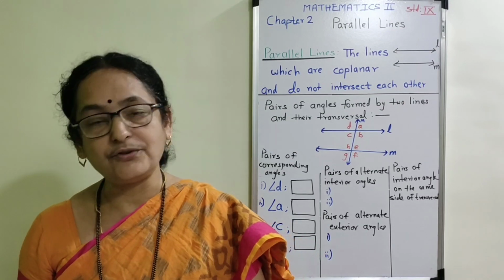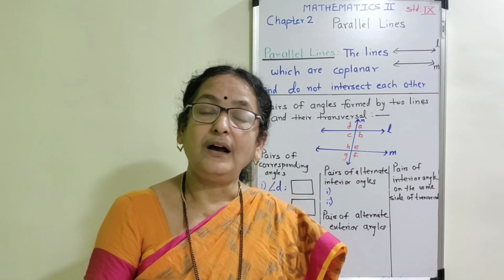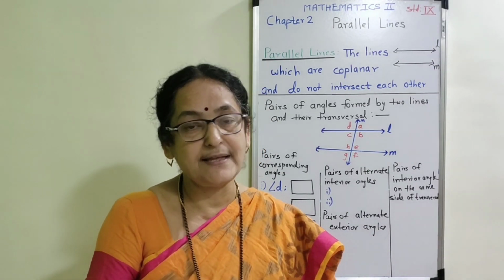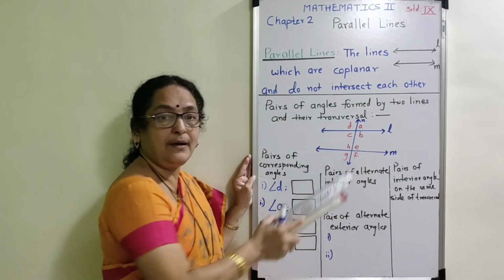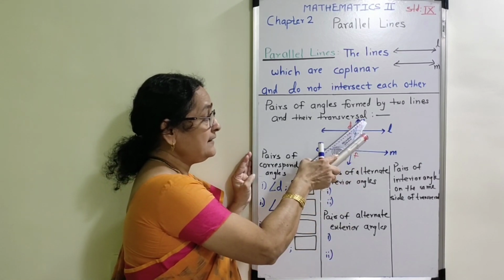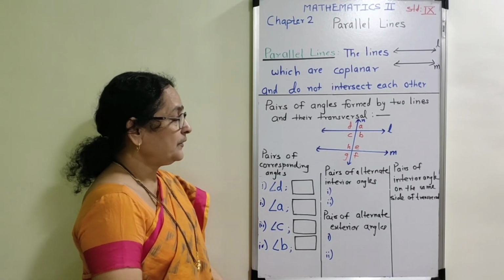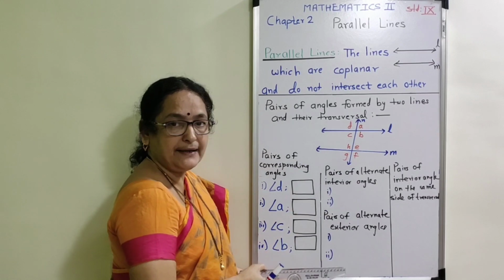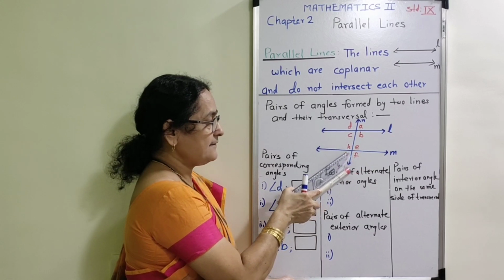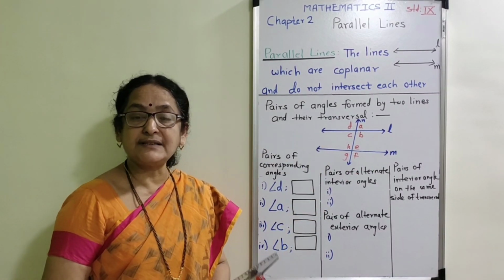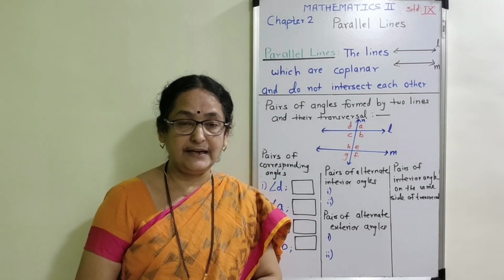Now, today we are going to learn the angles formed by two lines and when a third line intersects those two lines. Now observe the figure on the blackboard. Line L and line M are two different lines and line L is the transversal of these two lines. Now observe the names given to the angles. Actually 1, 2, 3, 4, 5, 6, 7 and 8. Total 8 angles are formed. Now we are going to learn the relationship between these 8 angles.